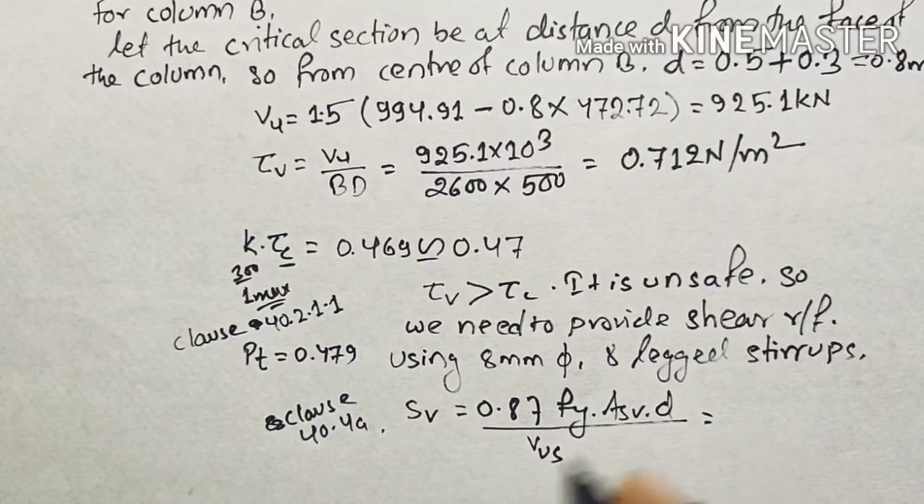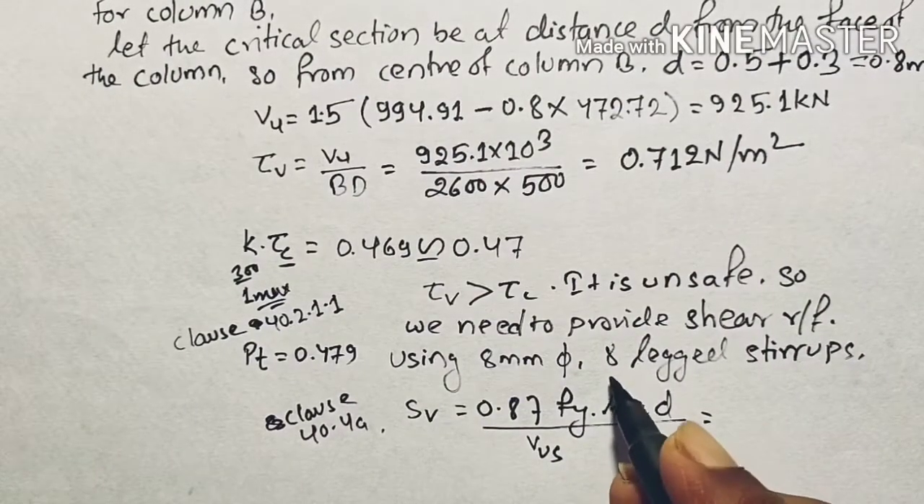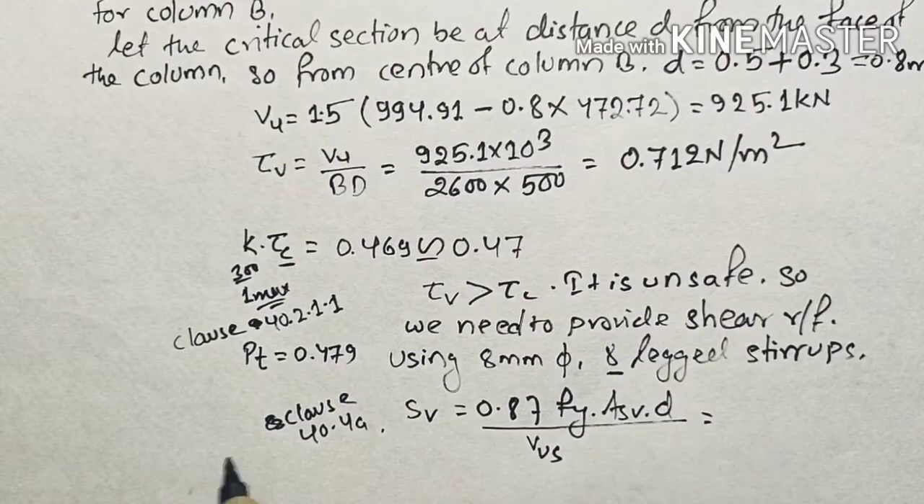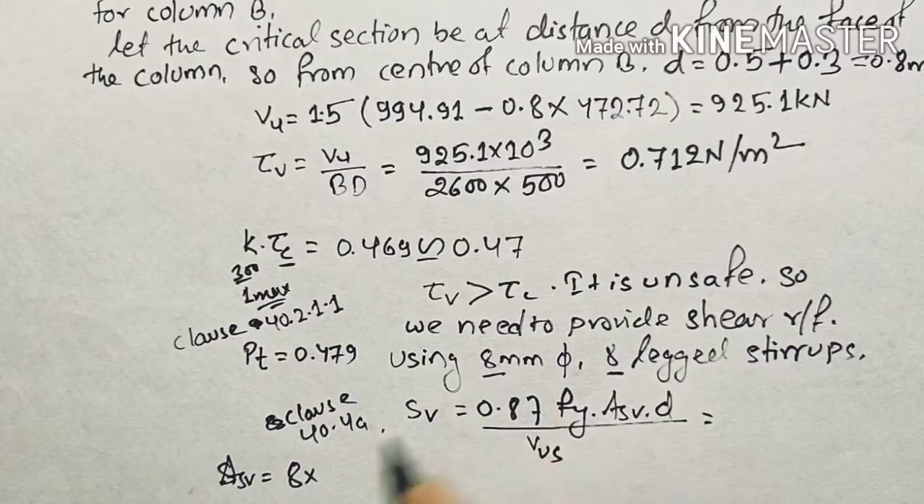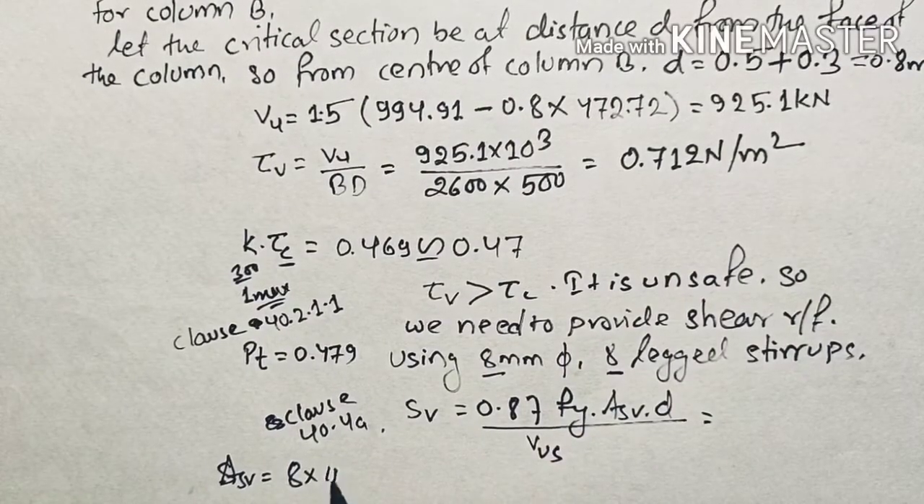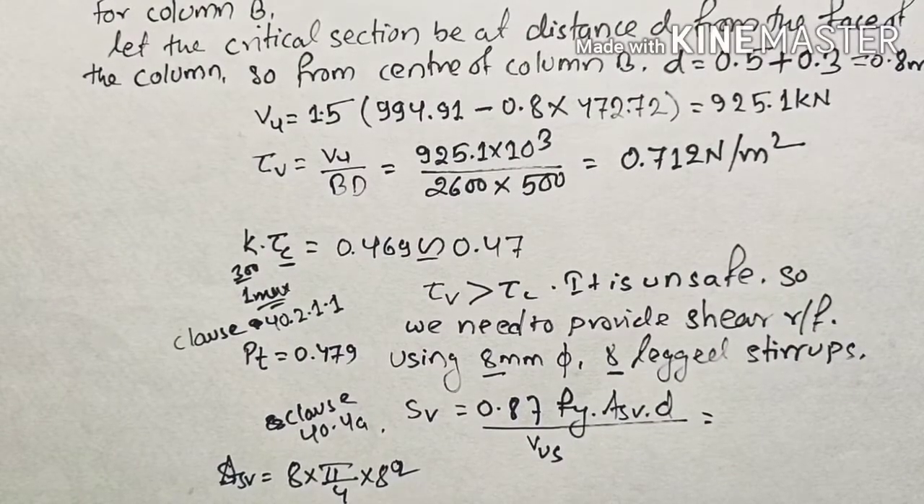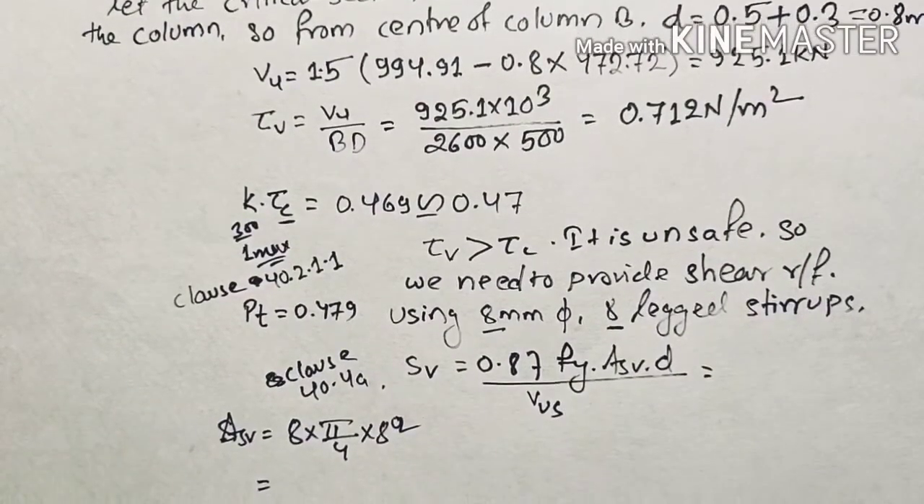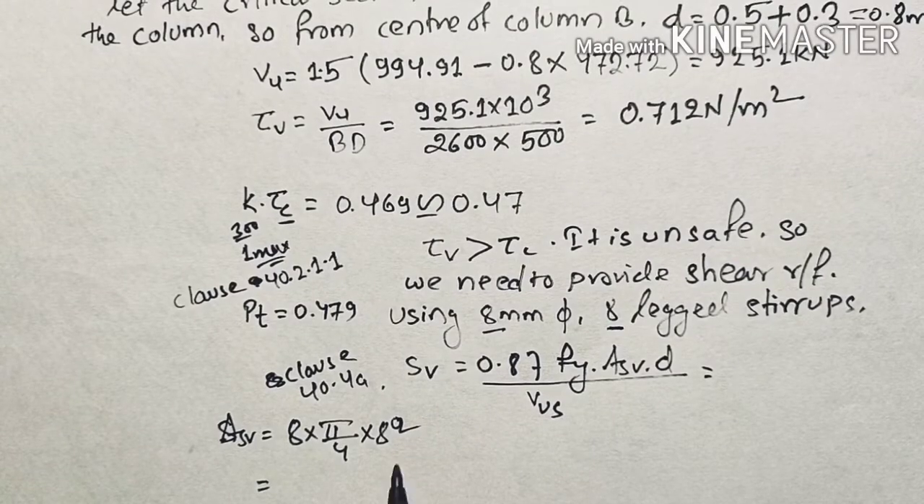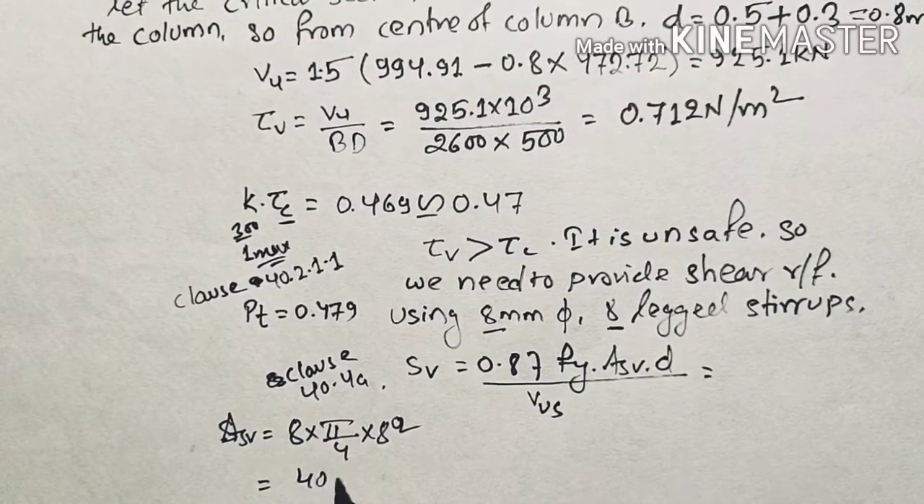Now what is ASB here? ASB is the reinforcement of the stirrups, and as we are providing 8-legged stirrups, so we will have here ASB equals to 8 into pi by 4 into 8 square, where 8 is the diameter of the bar. So from here we will get the value of ASB, which is equals to 402 millimeter square.